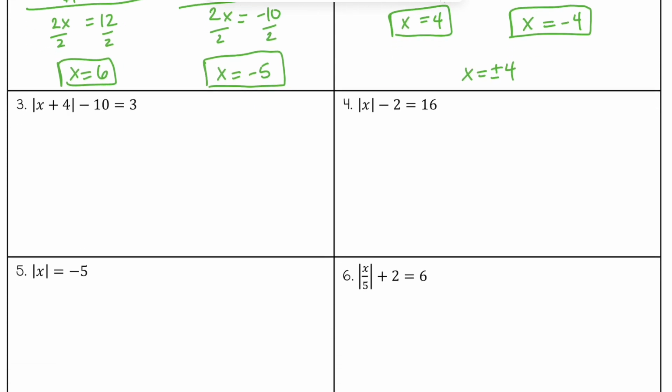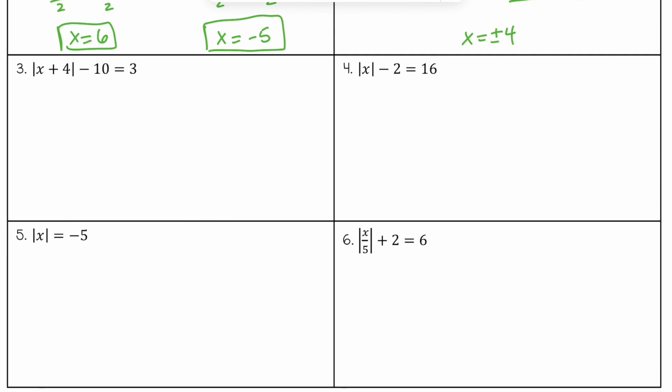Number 3, first step is to isolate the absolute value expression. We do need to do step 1 on this one because we have a -10 with the absolute value expression, so we need to isolate and move that to the other side. So we want to do the inverse by adding 10. -10 plus 10 is 0, so just bring down your equals. 3 plus 10 is 13.